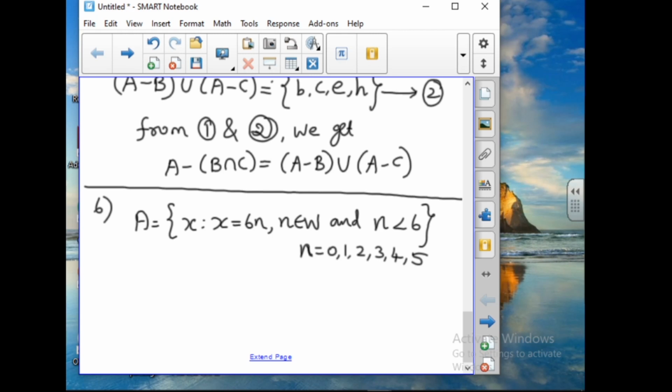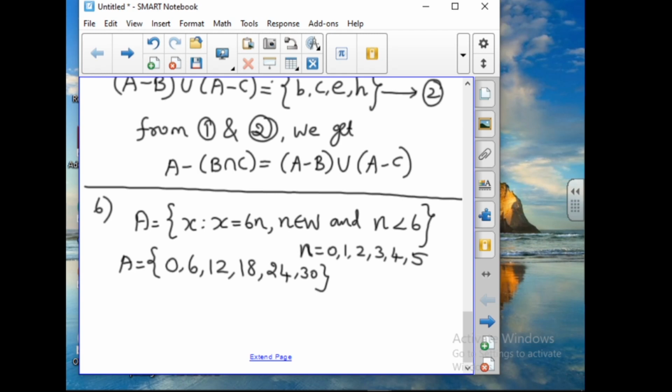So these are the possible n values. You have to apply the n values in the x set. So x is equal to 6n. So what do you get? A is equal to, if you apply n is equal to 0, you will get 6 into 0, 0. Then 1 means 6 into 1, 6. Then 12, 18, 24, then 30. These are the values of set A.